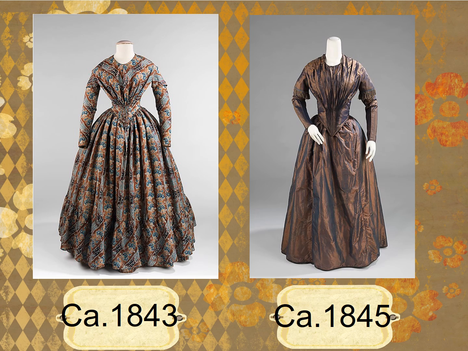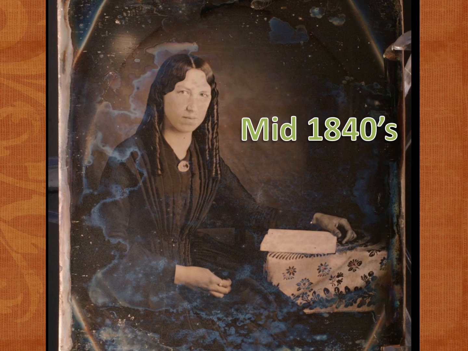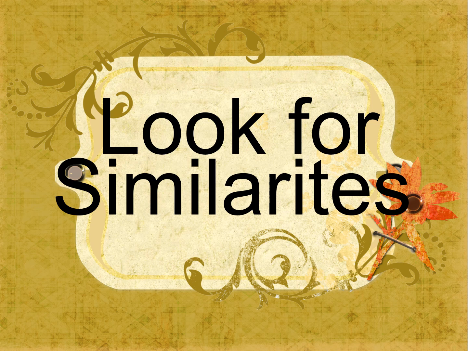These two dresses are part of the Metropolitan Museum of Art in New York City, and you can see that they are both dated to between 1843 and 1845. So my guess would be, from the clues that I've seen, that this is a daguerreotype from the mid-1840s. Look for similarities.